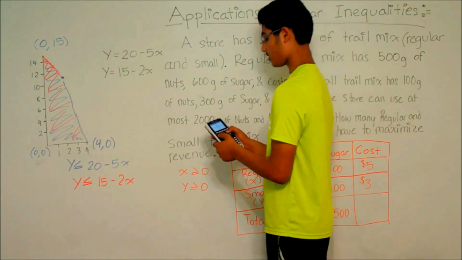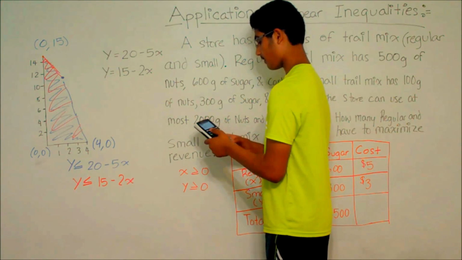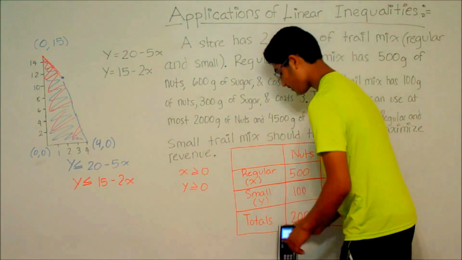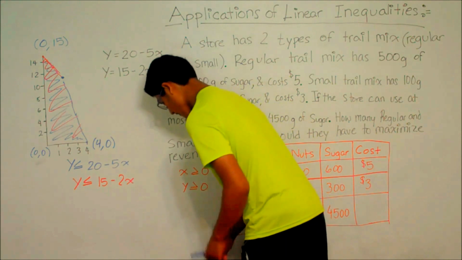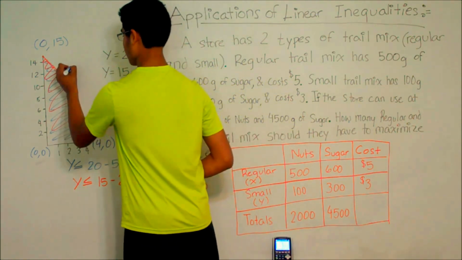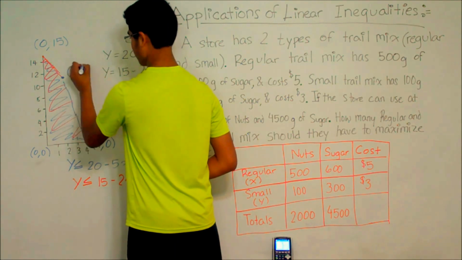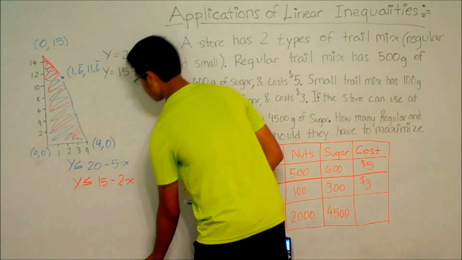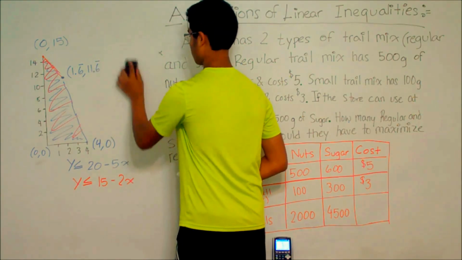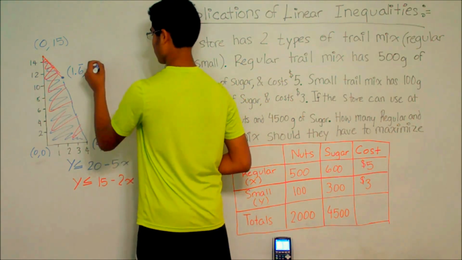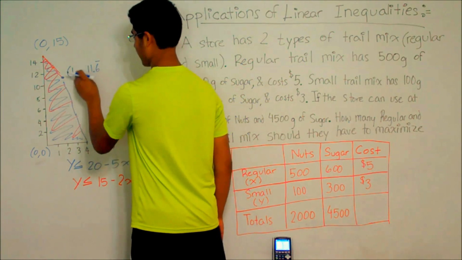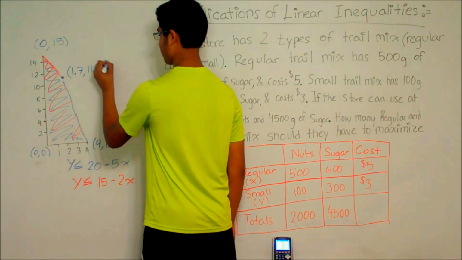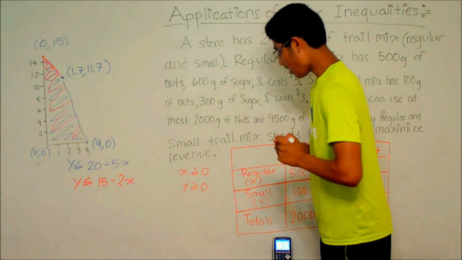And now let's find the intersection. We do second, trace, 5, and we get the intersection is at 1.6 repeating and 11.6 repeating. So this point is at 1.6 repeating, comma 11.6 repeating. Let's just round this to 1.7 and 11.7.